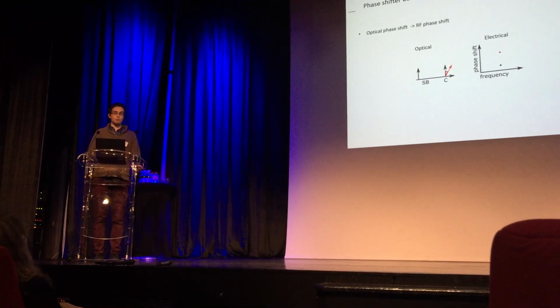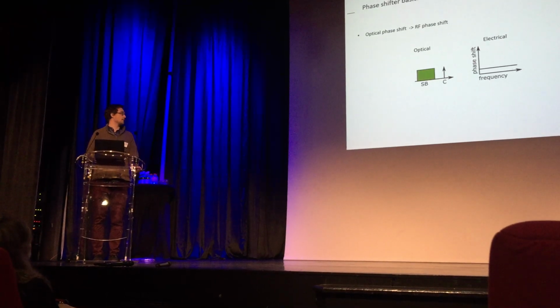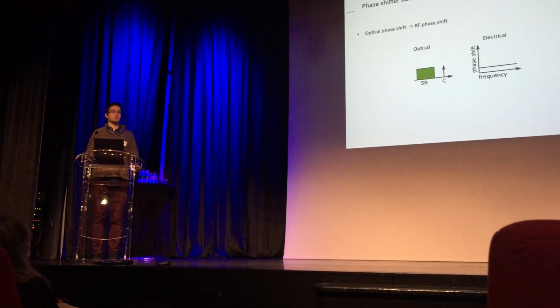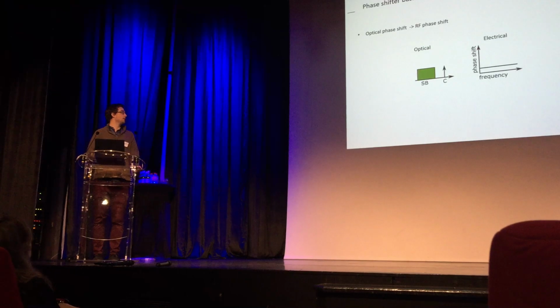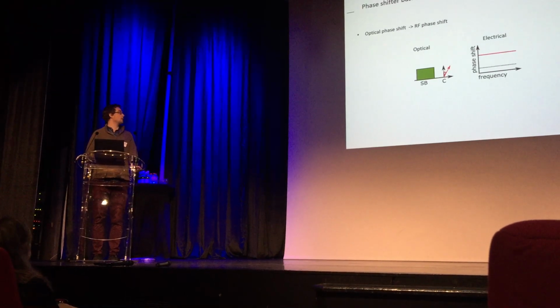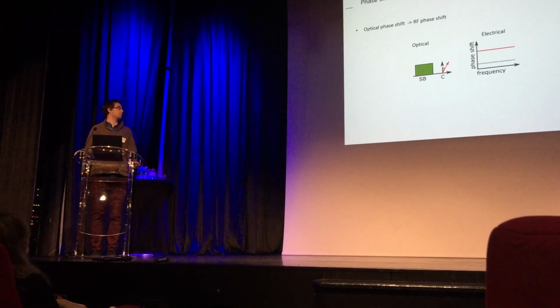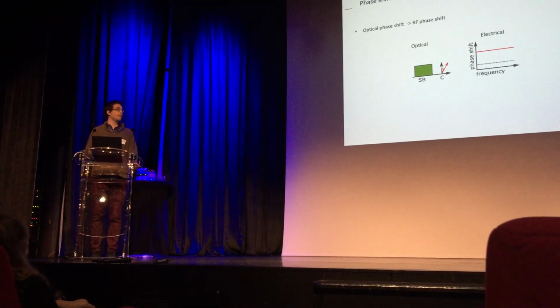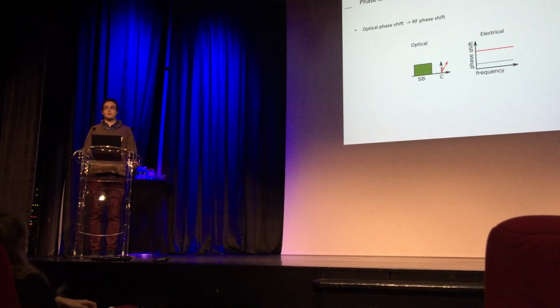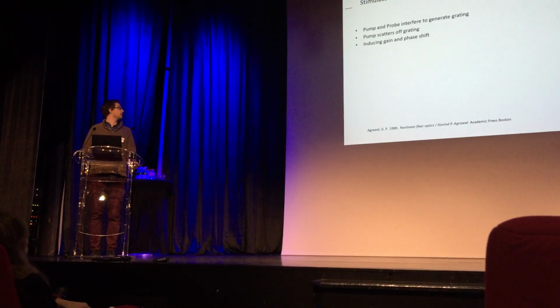So if we take this idea one step further and replace the sideband with a broadband signal, we generate a broadband RF tone. And inducing the same phase shift, we end up with a phase shifted broadband tone. So we're inducing this phase shift with stimulated Brillouin scattering.